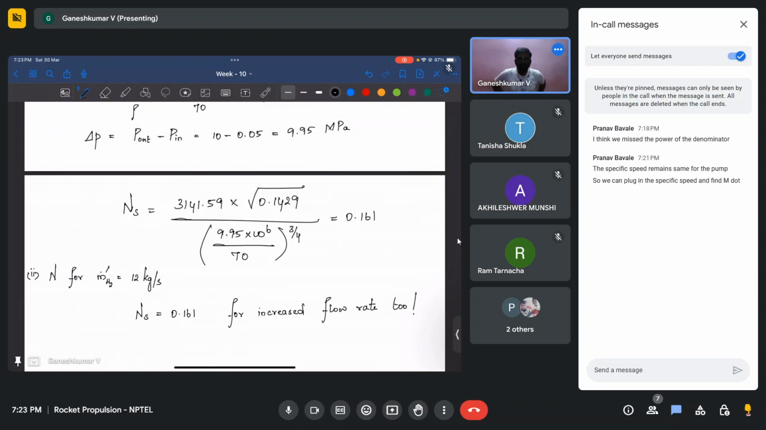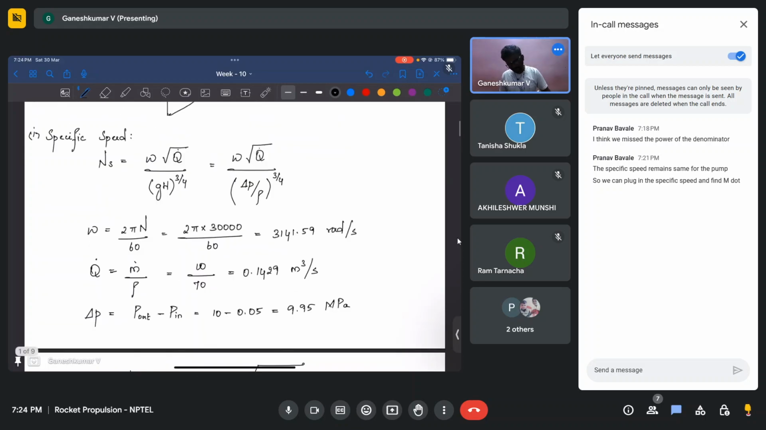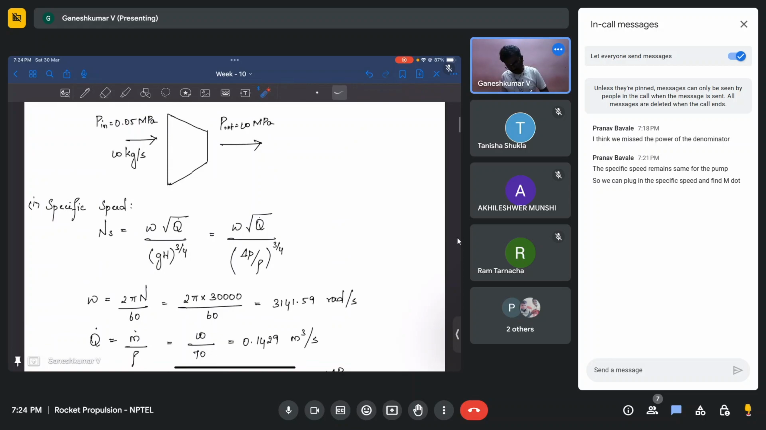For example, if the specific speed is high, whether you want to go with a radial flow pump or an axial flow pump. So there are different kinds of pump based on your requirements. Based on your requirements, you can select a pump, and the selection parameter will basically be specific speed.